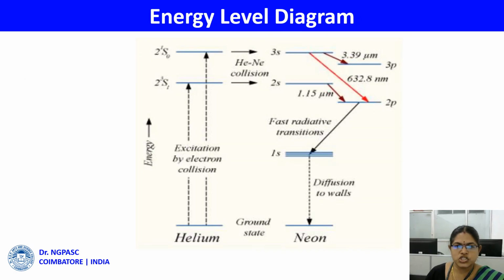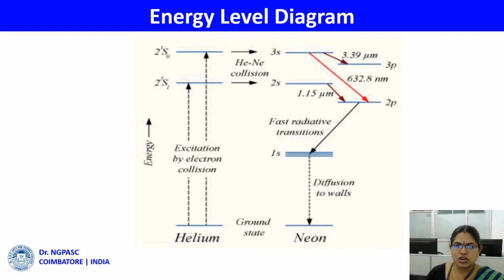So this is the energy level diagram. Helium atom, neon atom, so excitation by electron collision and fast radiative transition. So helium goes to 2s state, and there its energy is exchanged between excited helium and ground state neon. Now observe the energy of neon excited to higher energy state. So transition takes place between 3s to 3p, 3s to 2p, 2s to 2p.